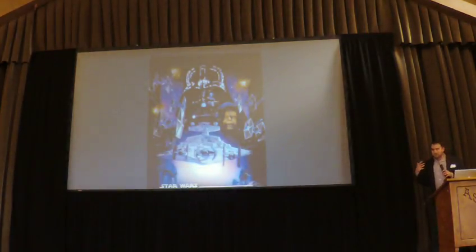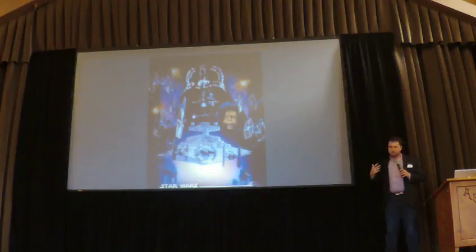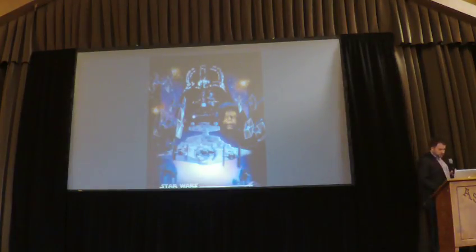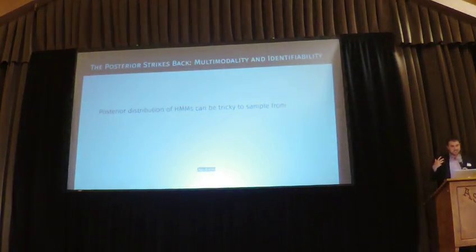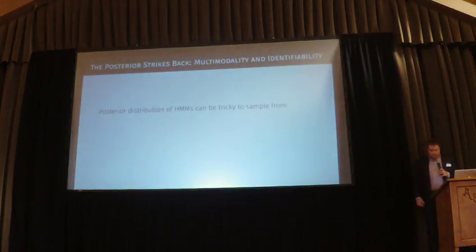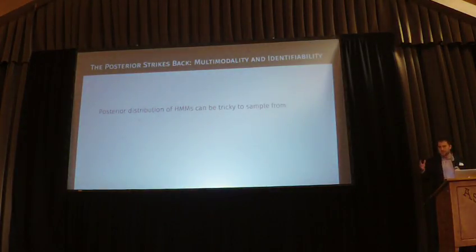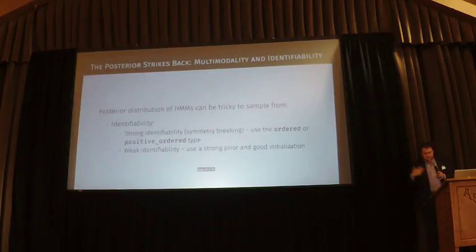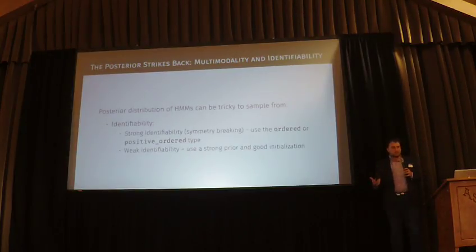So what happens? Once you have got your likelihood written down, the posterior strikes back, and life is not that easy, as much as I wish it would be. Two things always happen in these models. There's a multimodality issue, which is bumpy and hard to sample. And then identifiability. Strong identifiability, when you can make it, a sort of symmetry breaking through some sort of type system thing, is really, really useful.